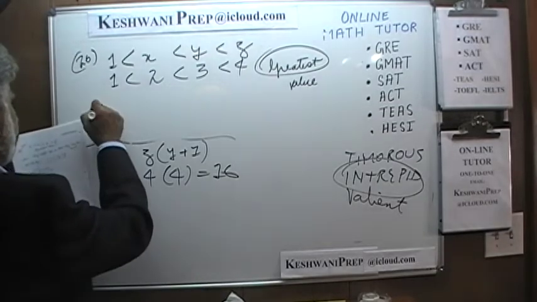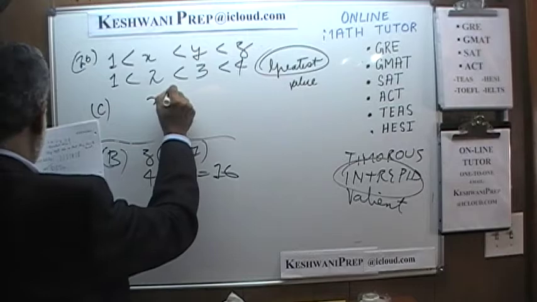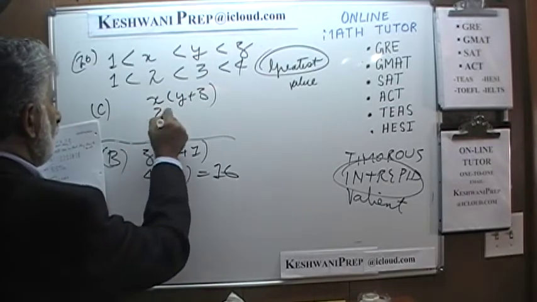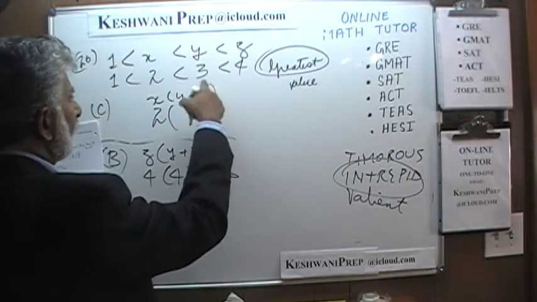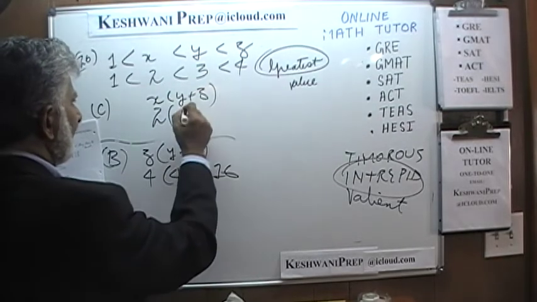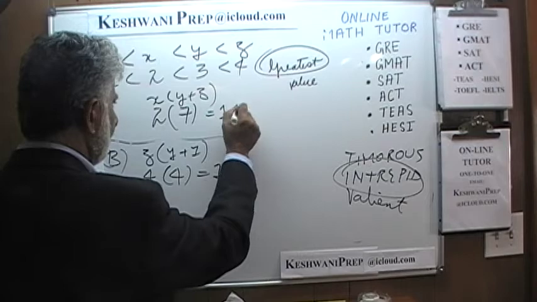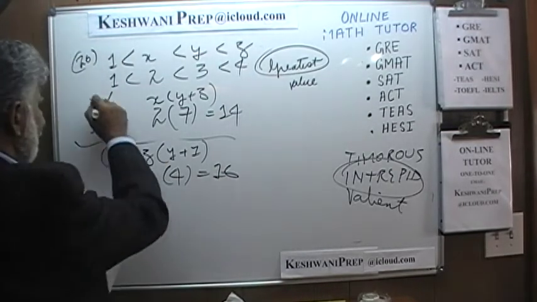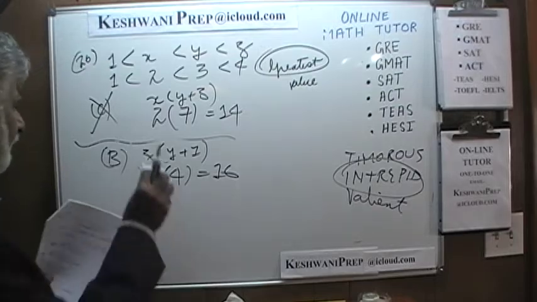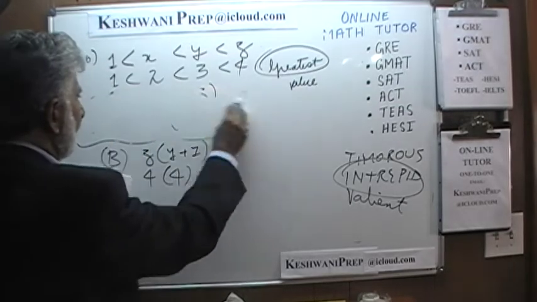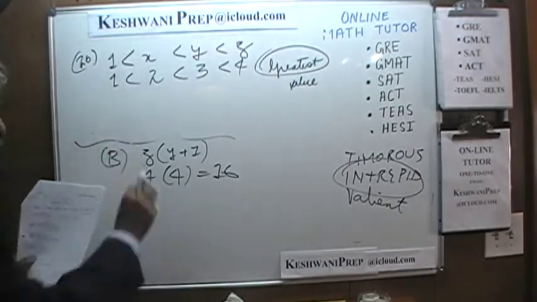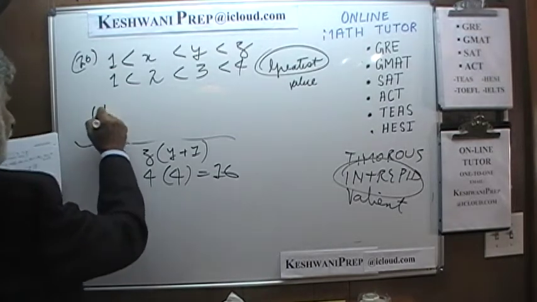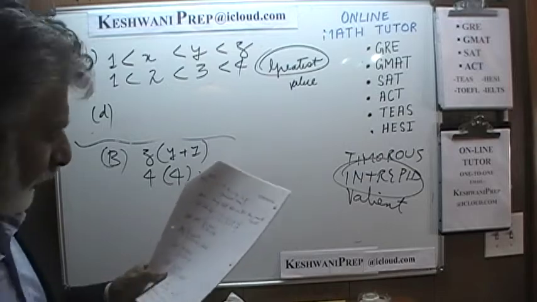Let's look at C. C says x times y plus z. x is equal to 2, and y plus z, 3 plus 4, is going to be 7. It is 14. And 14 is less than 16. C cannot be the answer. B still stands. B still stands victorious in the ring, until somebody else comes and knocks him out.